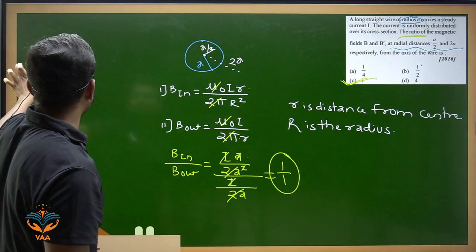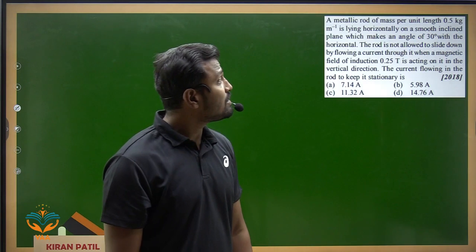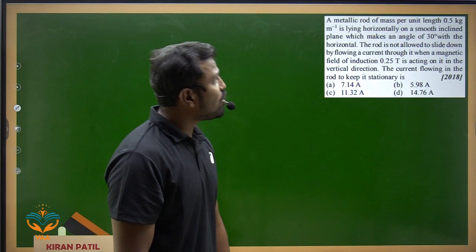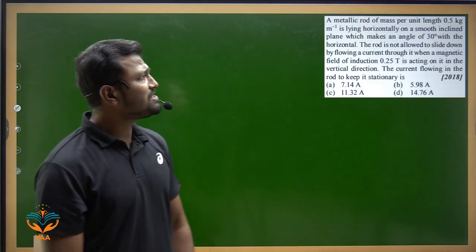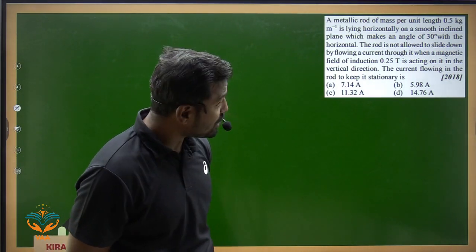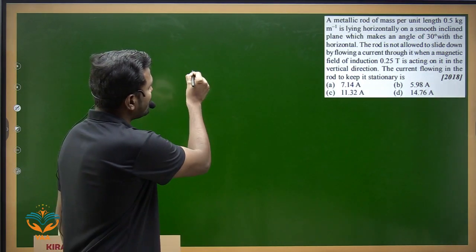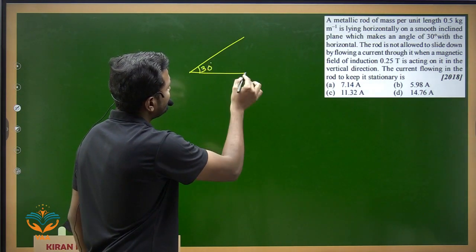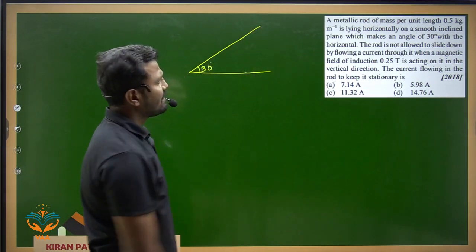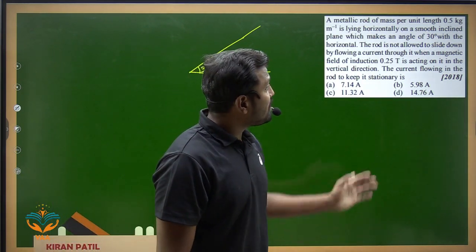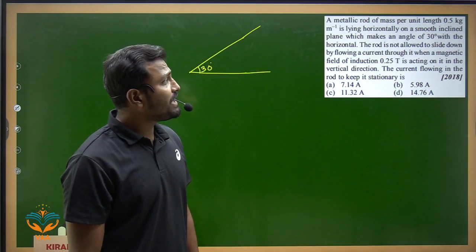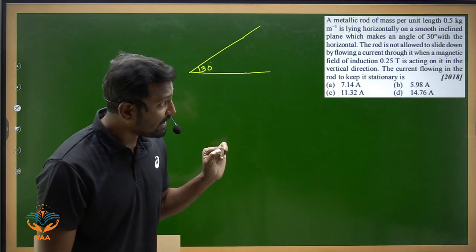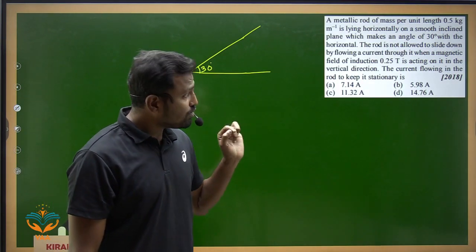Okay, so let us move to the next question. A metallic rod of mass per unit length 0.5 kg per meter is lying horizontally on a smooth inclined plane which makes an angle of 30 degrees with the horizontal. Okay, so they have given me a concerned plane which is making an angle of 30 degrees with the horizontal. Fine. The rod is not allowed to slide down by flowing a current through it when the magnetic field of induction 0.25 is acting along the vertical direction. Okay, the current flowing in the rod to keep it stationary.